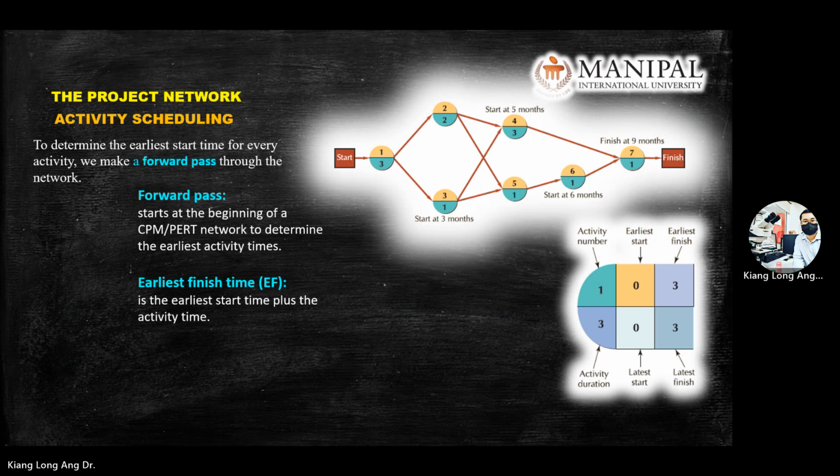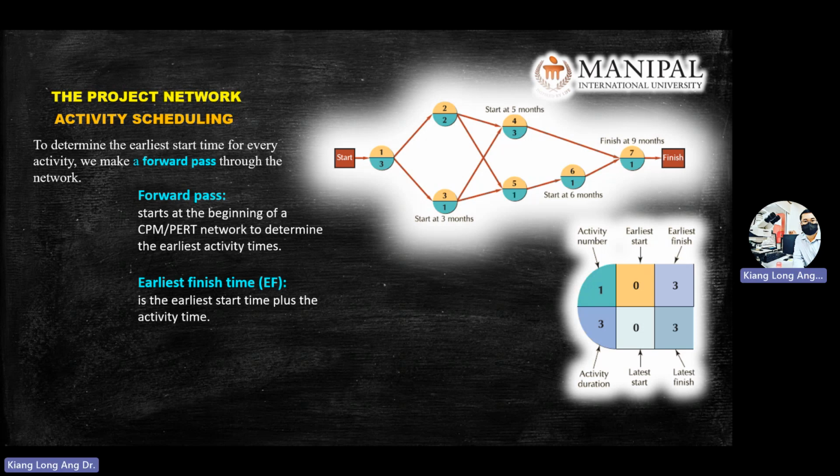Then, how to do the earliest finish time? You take the earliest start time plus the activity time. 3 plus 0, you get 3.